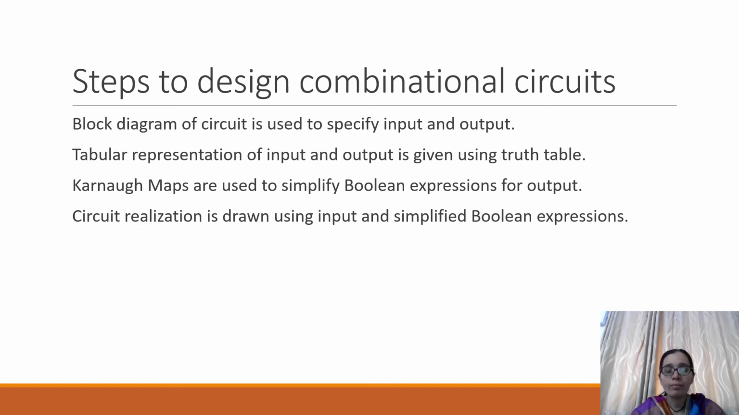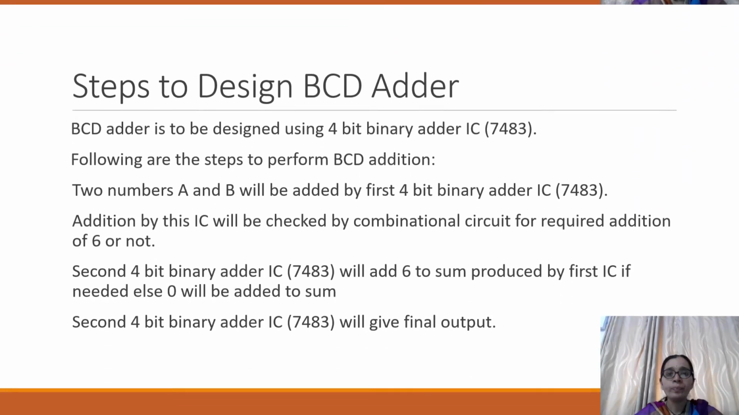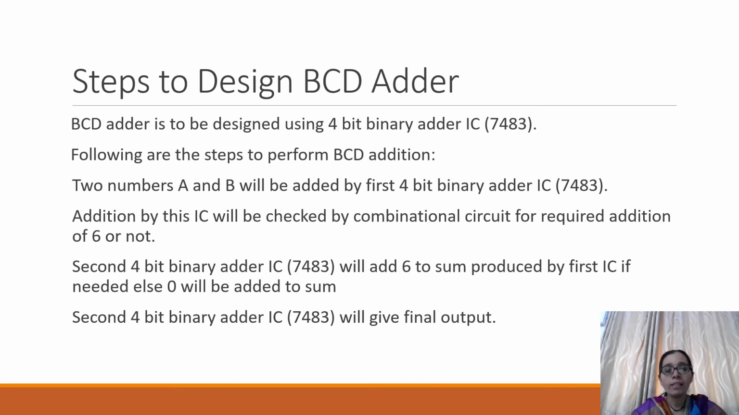Then Karnaugh maps, that is K-maps. Using truth table, K-maps will be drawn and using K-maps, the simplified Boolean expression will be obtained. So after getting the output using K-map, the circuit realization is drawn. That is, circuit will be drawn after getting the expressions. So these are the common steps that are used to design any combinational circuit. Now we will see what are the specific steps to design the BCD adder.